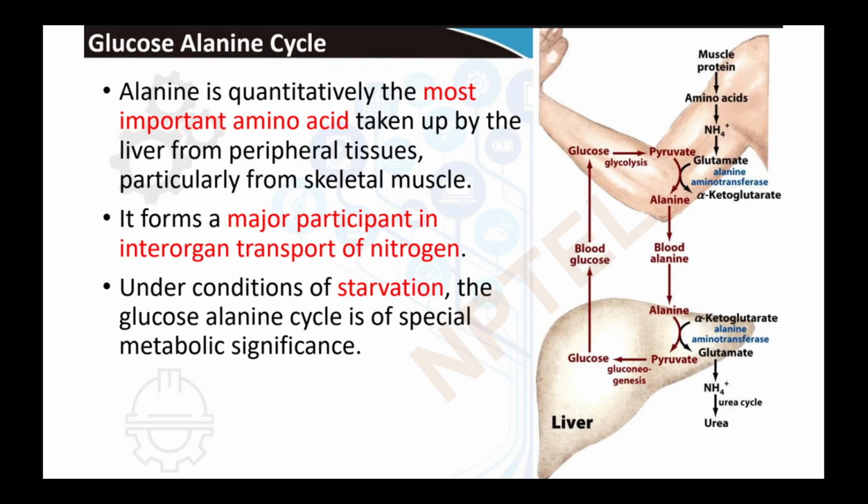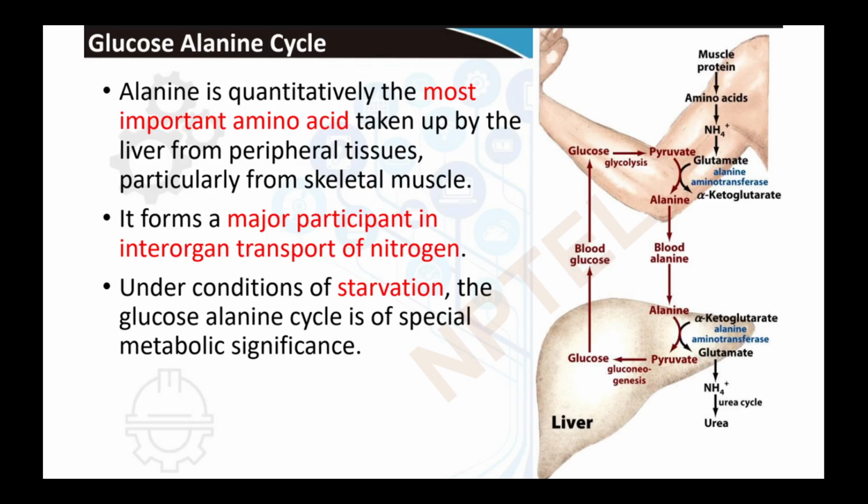So alanine is transferred to the liver, where it is converted to pyruvate, and then pyruvate can get converted into glucose by gluconeogenesis. You know that gluconeogenesis occurs in liver, and this is how pyruvate is transferred from the muscle to the liver. Alanine is taken up by the liver from the peripheral tissue, particularly from the skeletal muscles, and it forms a major participant in the inter-organ transport of nitrogen.